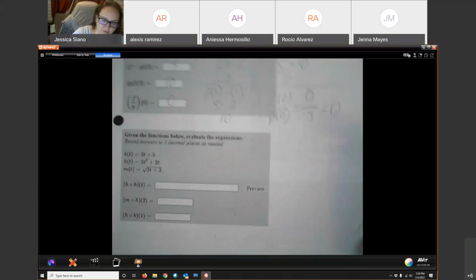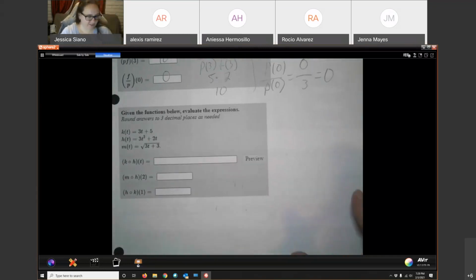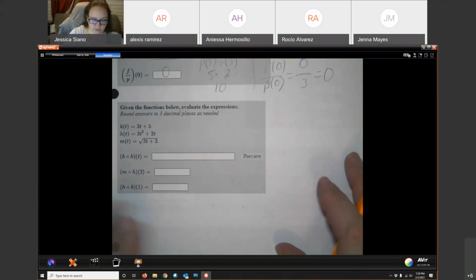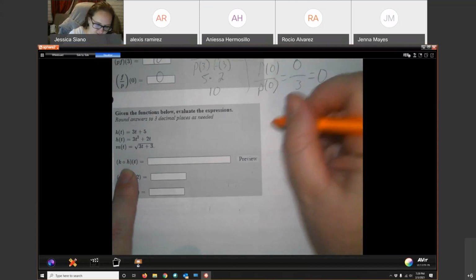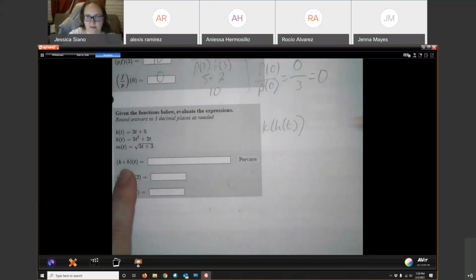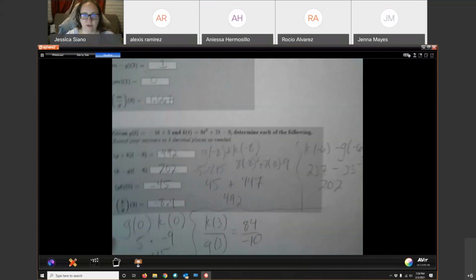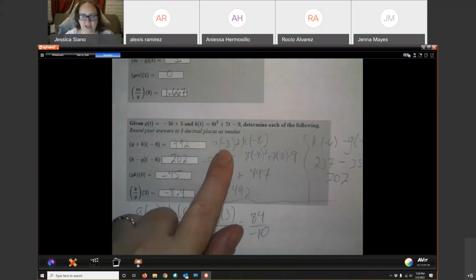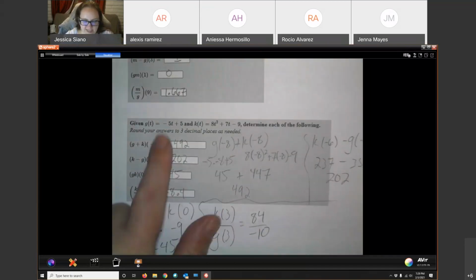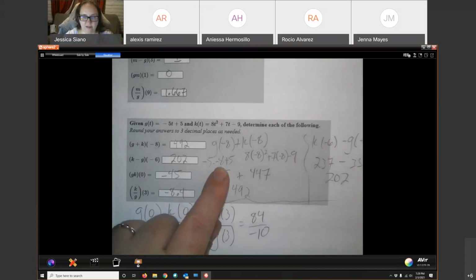All right, so the other thing that we're doing with these functions is composing them. So composing functions is when you evaluate functions at functions. Here's what I mean by that. Here we have k of h of t. So if we look back at the second example on the other page, when I was trying to find g of -8, I replaced the t with -8.